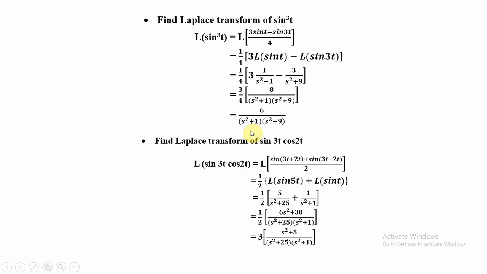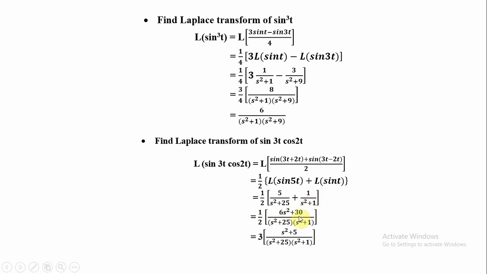Next we go to the next problem. Find Laplace transform of sin 3t into cos 2t. L of sin 3t cos 2t equals L of sin a cos b formula, (sin(a plus b) plus sin(a minus b)) by 2. That equals 1 by 2 into L of sin(3t plus 2t), which is sin 5t, plus sin(3t minus 2t), which is sin t. That equals 1 by 2 into L of sin 5t, which is 5 by s square plus 25, plus L of sin t, which is 1 by s square plus 1.